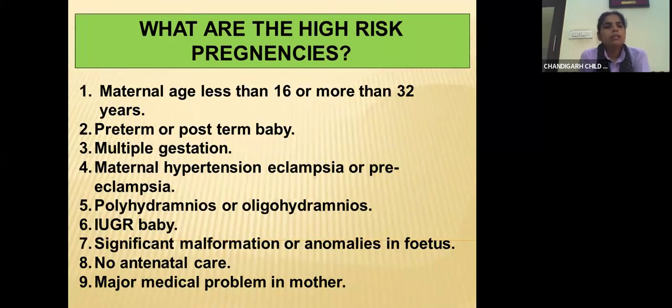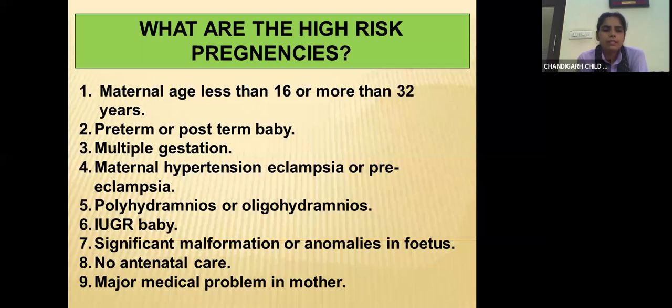First of all, we know what the risk factors of pregnancy are. That is a maternal age less than 16 or more than 32 years. It is a risk factor because at the age of 16, the uterus is not mature. So at that time, delivering the baby is very difficult. And preterm or postterm baby, we know that the preterm baby requires initial steps. So that's why risk factors are important.